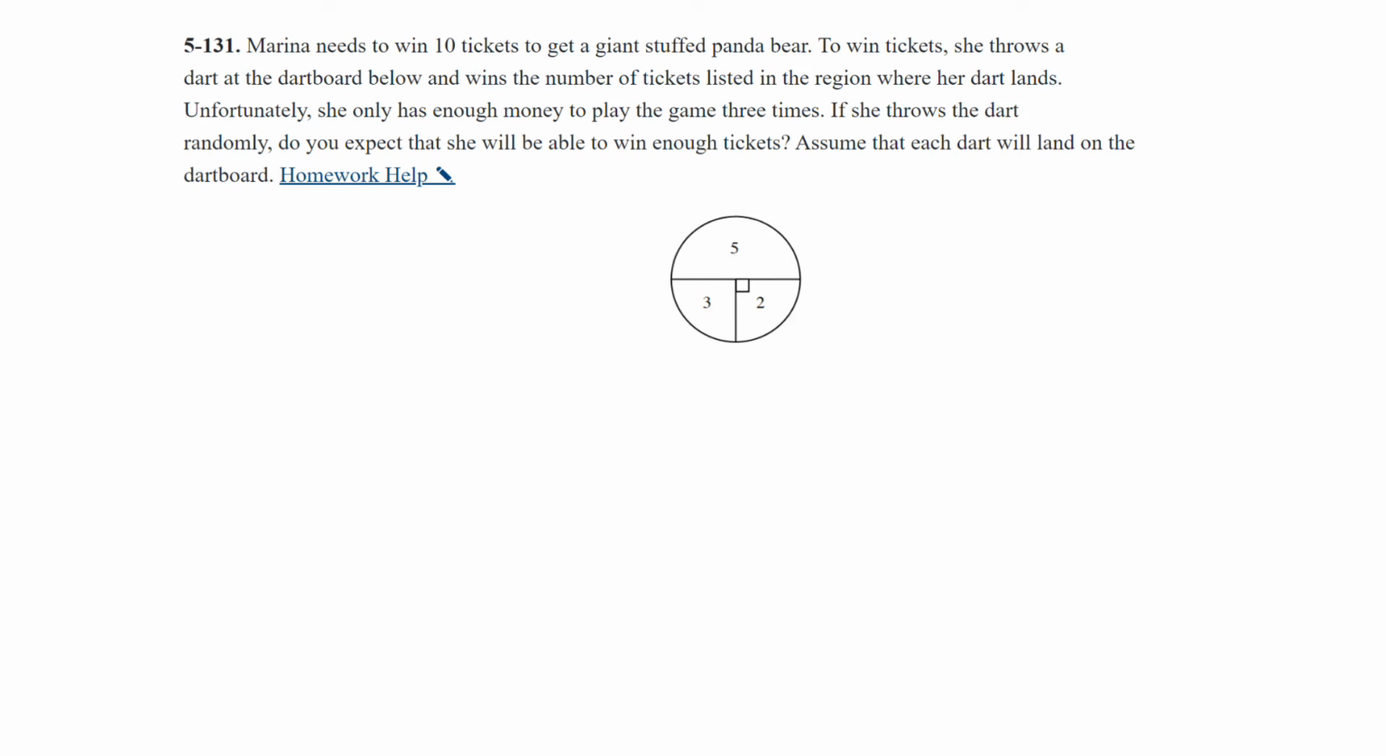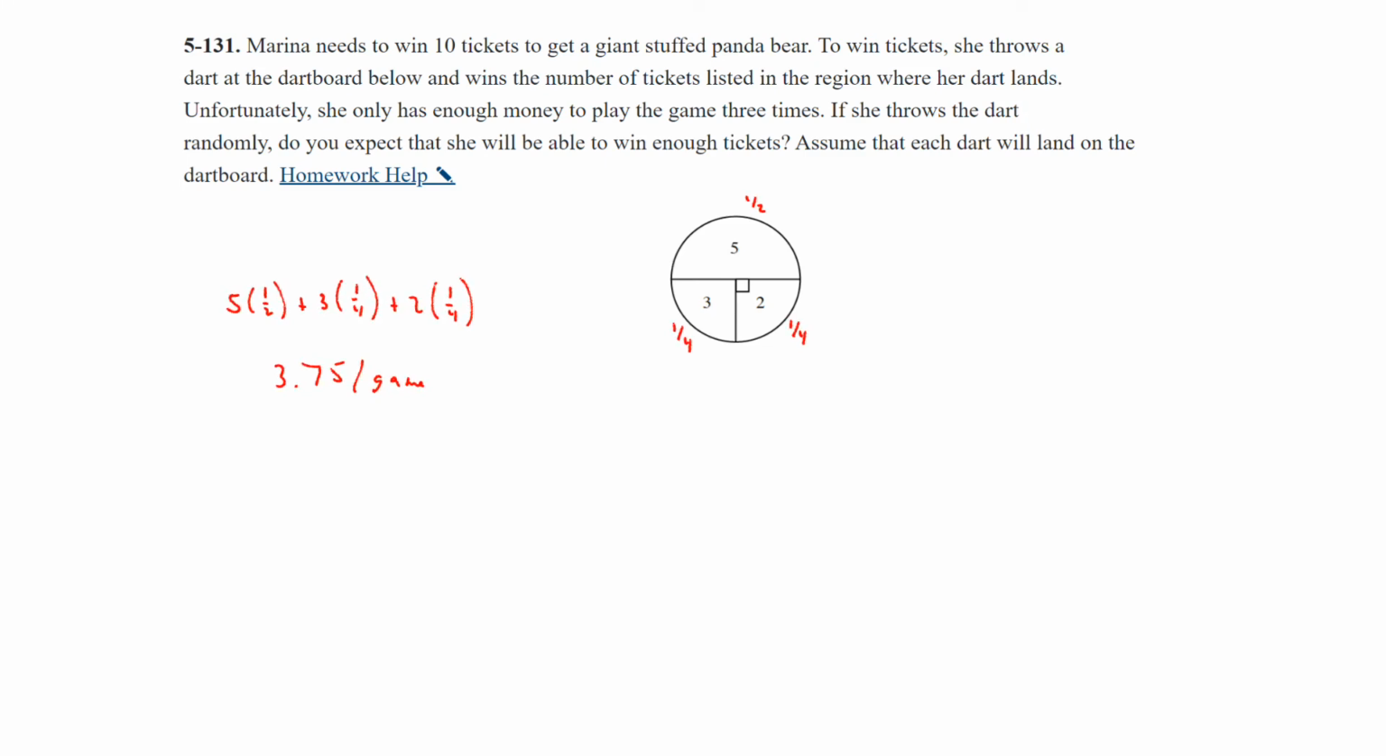So we need to figure out what the expected value is for winning, for playing one game. So in this region, it represents a half of the chance, 50%. Over here we have a quarter and a quarter. So we're going to use that to find the expected value. So 5 times a half plus 3 times a quarter plus 2 times a quarter. So that will equal 3.75 per game. That's what you're expected to win, how many tickets you're supposed to win per game.